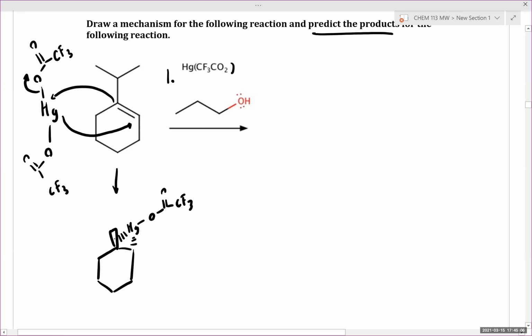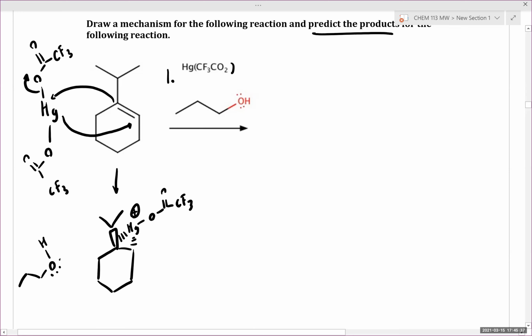And now what's our next step? Would anyone like to annotate or verbally describe the next step? So we have our cyclic mercurinium ion. We have a relatively electrophilic species. Do we have an available nucleophile? What's our nucleophile in this case? Would it be the OH? Yep, our alcohol. Okay, so we have our alcohol.